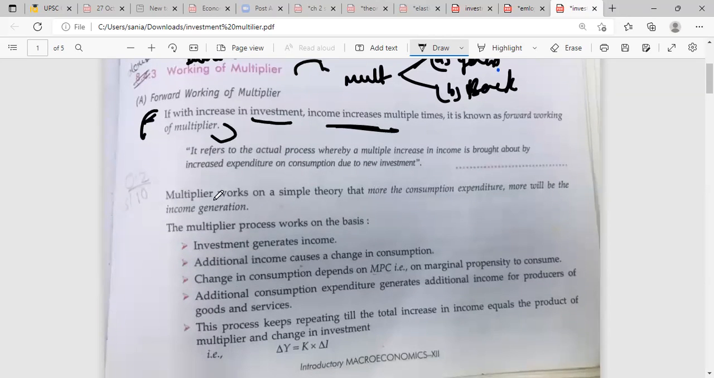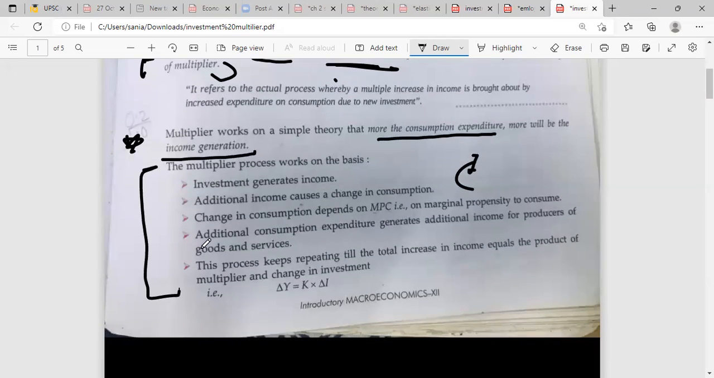Then the multiplier works on a simple theory: the more the consumption expenditure, the more will be the income generation. Over here we are relating income and investment. When your income is high, you will do more expenditure on consumption. This is the theory of multiplier working. The multiplier process works on this basis. First, investment generates income. Next, additional income causes a change in consumption, and the change in consumption depends on your MPC. Additional consumption expenditure generates additional income for producers of goods and services.